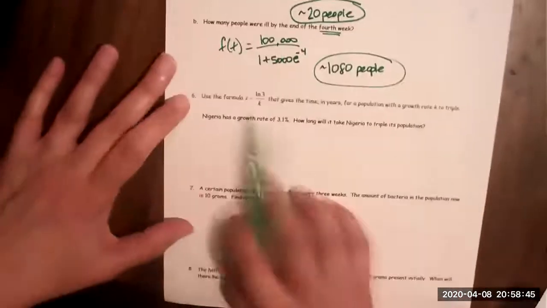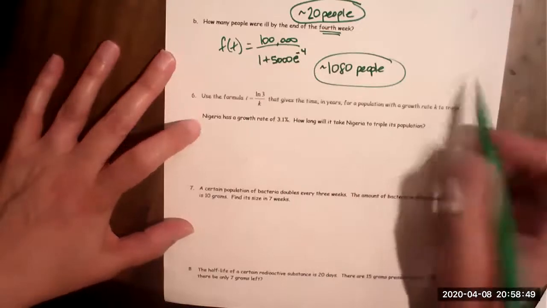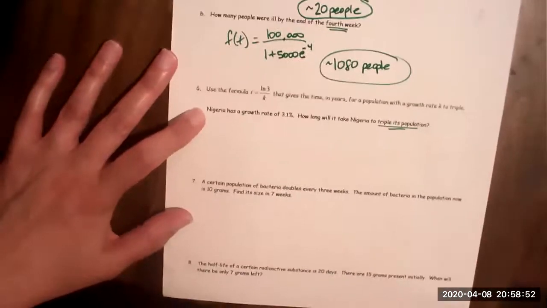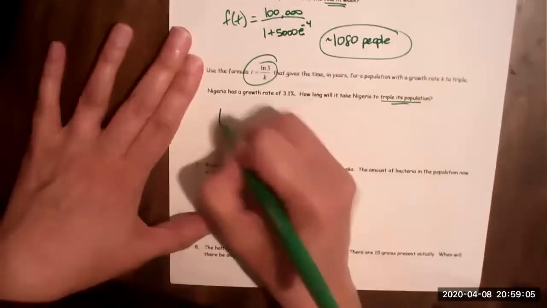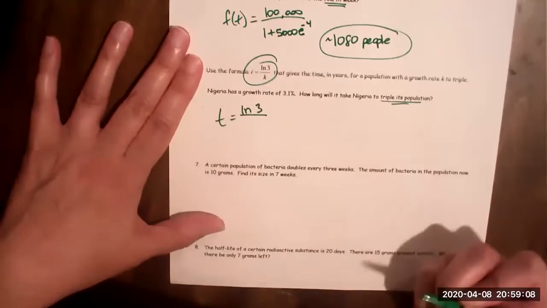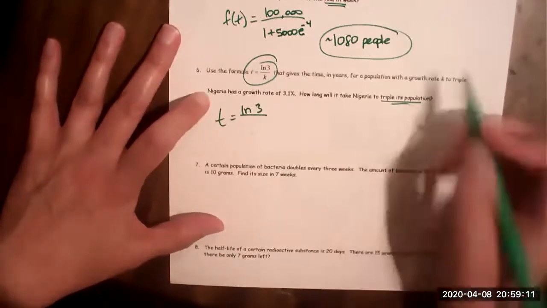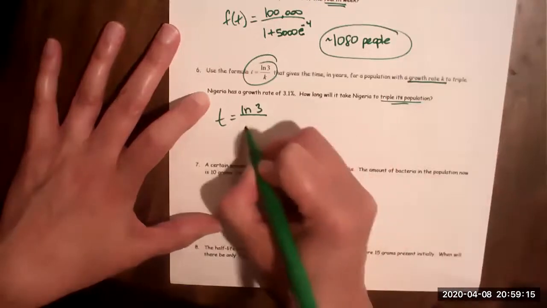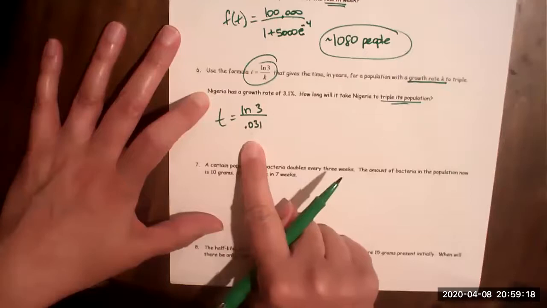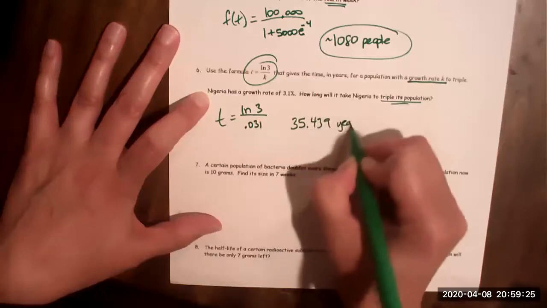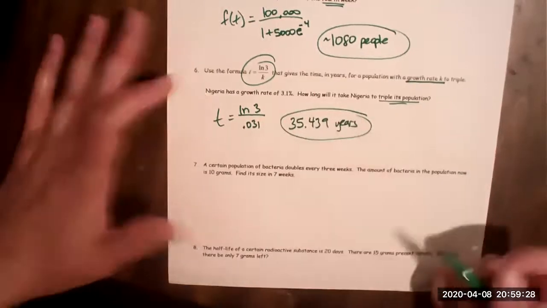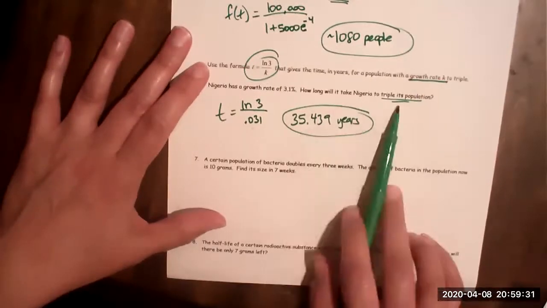All right. This time it says we're seeing how long it takes to triple its population. It's a growth rate. So we have a formula for growth rate. Oh, they gave us the formula. Sorry. They didn't give you that. You would have had to use one of the growth rate formulas, but this one is given. So T equals ln of 3 over K, and the growth rate is K. So we're not going to put 3.1, we're going to put 0.031. You can just type that into your calculator. ln of 3 divided by 0.031, and you get 35.439 years. Okay, so in this particular case, it's going to take this many years to triple its population.